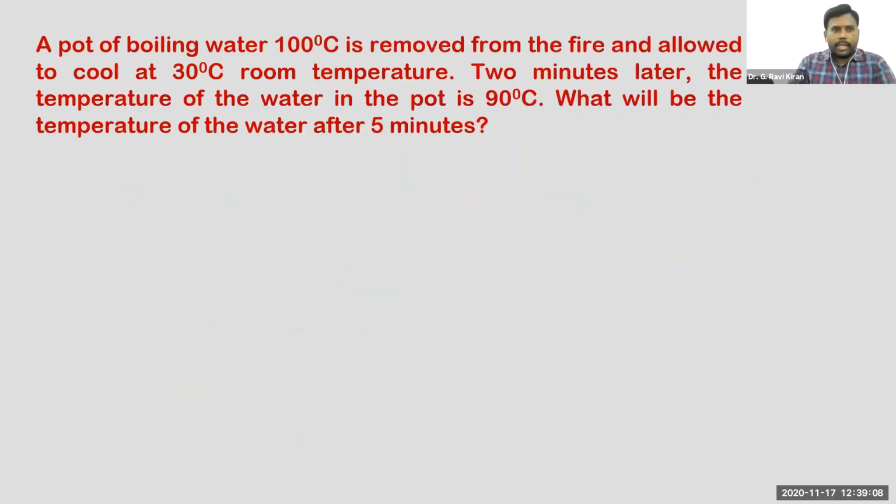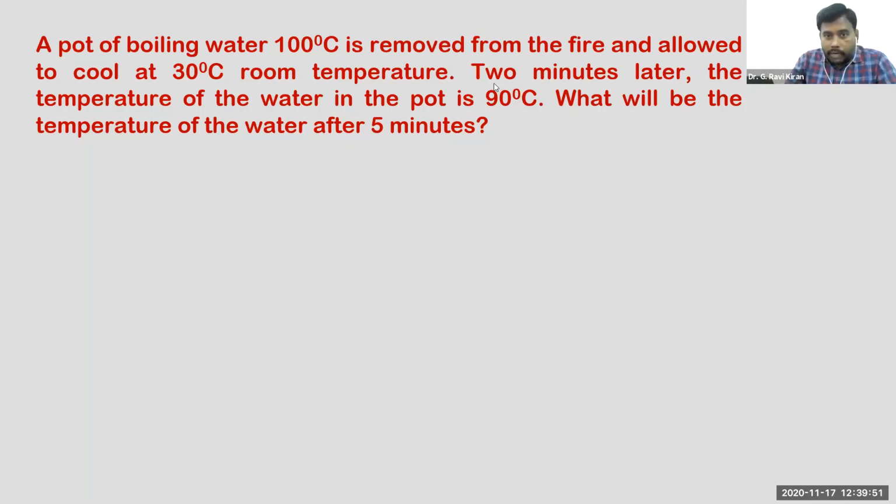Let me look at one simple example here. This is how you can expect a question. Look at this particular question. A pot of boiling water at 100 degrees centigrade is removed from the fire and allowed to cool at 30 degrees room temperature. You can understand all these sentences very clearly. You have a pot with boiling water at about 100 degrees centigrade. You are allowing it to cool, and you kept it in a room of temperature 30 degrees centigrade.